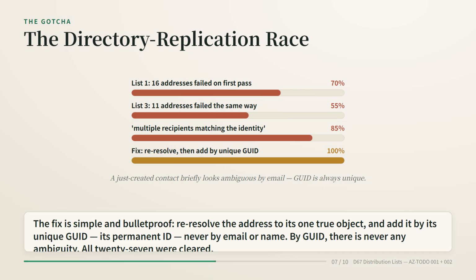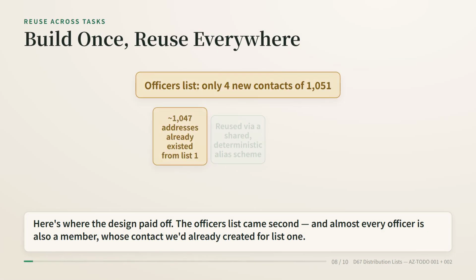The fix is simple and bulletproof. Re-resolve the address to its one true object, and add it by its unique GUID, its permanent ID, never by email or name. By GUID, there is never any ambiguity. All 27 were cleared.